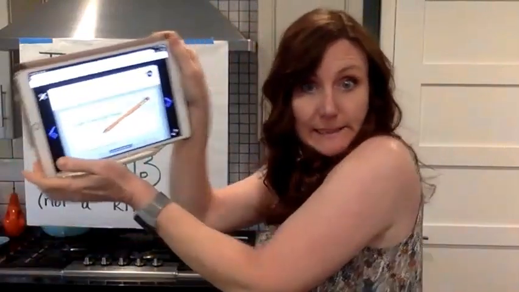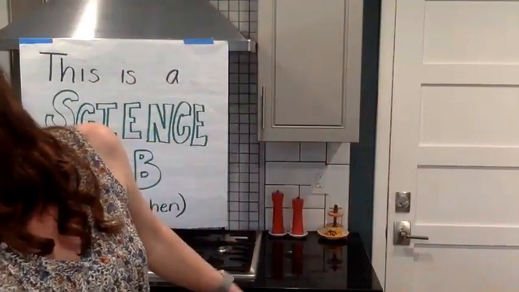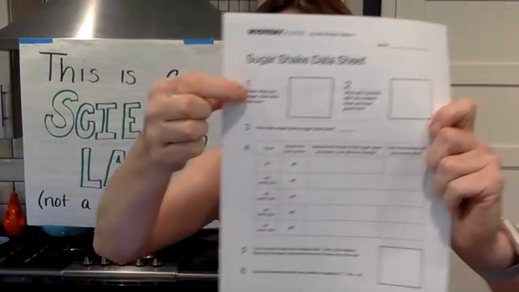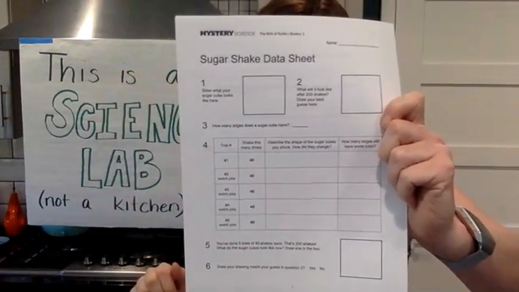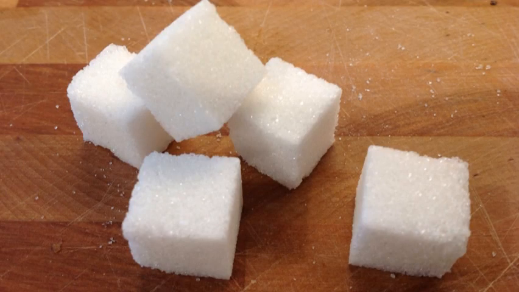So I'm going to be following along on my iPad with Doug's instructions. The first instruction he has said to do is to use your sugar shake data sheet and complete this part right here about what you think your sugar cube looks like now. I've inserted a photo. There it is, a close-up look of what a sugar cube looks like. So just do a quick sketch. Please pause the video while you're doing your sketches so that you won't miss anything.